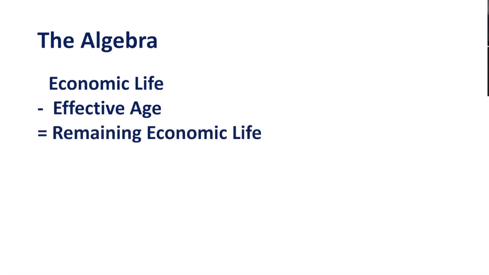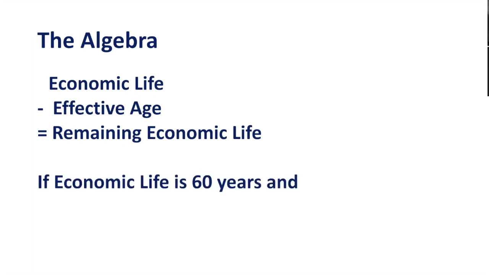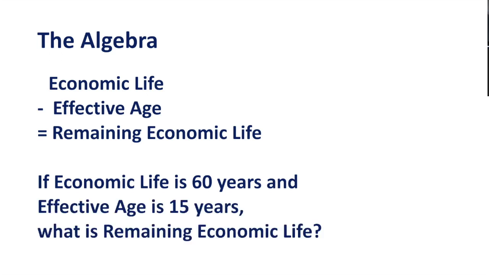Don't be afraid, this is simple algebra. In fact, I talked to my daughter and asked her where she first learned y equals ax plus b, and it was about 6th grade, so it's middle school math. We don't even need to get into that, but economic life minus effective age is remaining economic life. That's a simple one that we all know. That's calculated for you in the form software. If economic life is 60 years and effective age is 15 years, what is the remaining economic life? And the survey says 45 years, right?